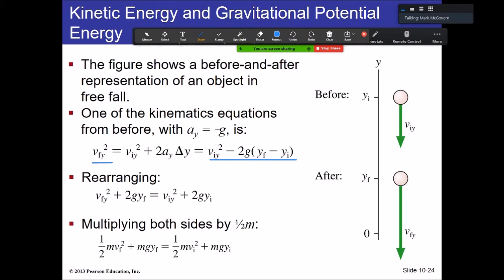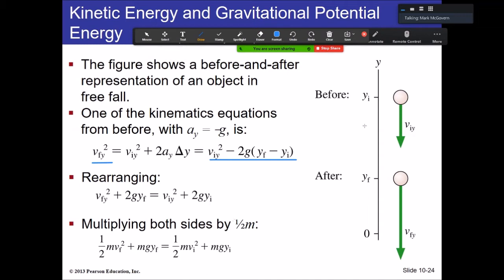But if I multiply both sides by 1/2 m, then I have these terms here which seem to correspond to the concepts of kinetic and gravitational potential energy. And indeed, they do. These are the terms for these quantities. Initially, the object possesses 1/2 mv squared, that's the kinetic energy of the object, and it also possesses an mgy, which is the potential energy. And what's interesting is that when you sum those things up, it equals some number. It doesn't matter what the number is, it's just a number.